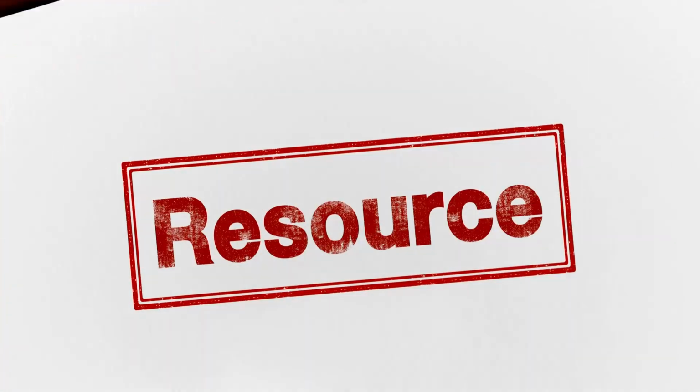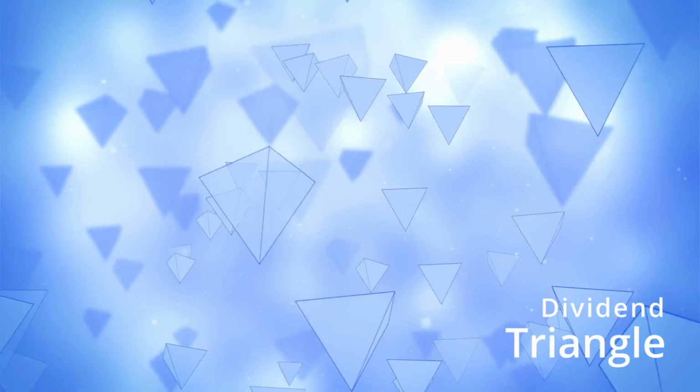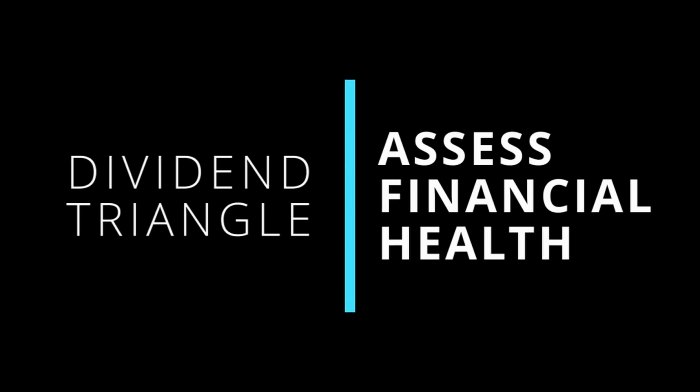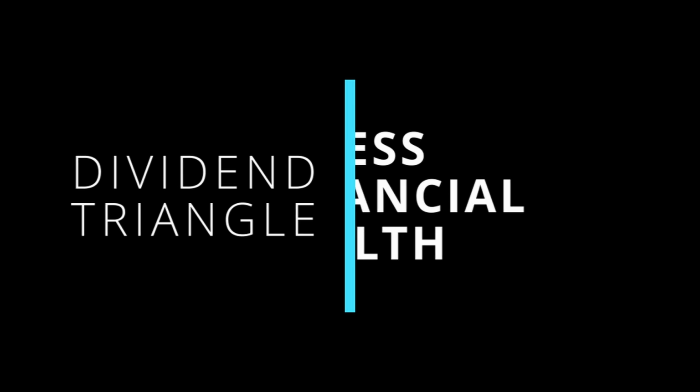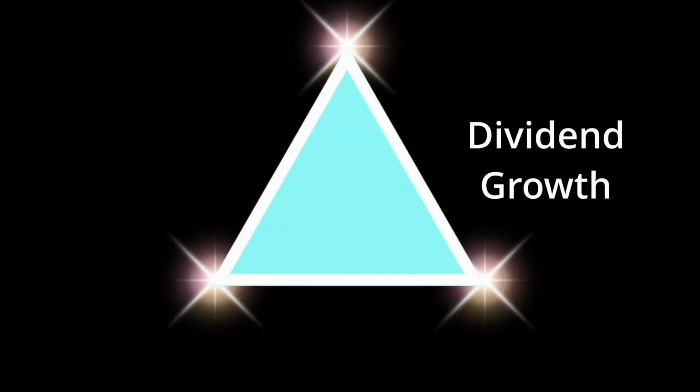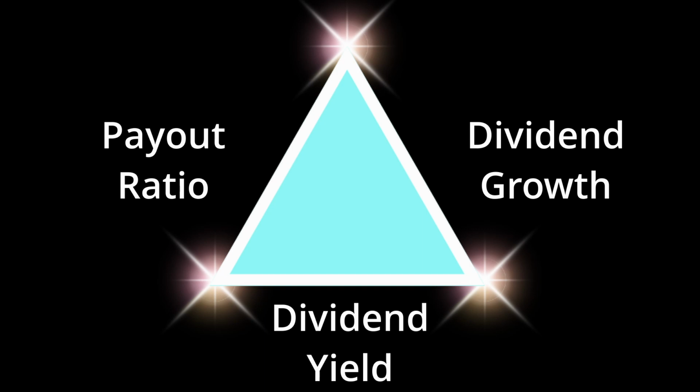I recently came across a few articles and resources that spoke of the dividend triangle, a concept new to me, so I thought I'd share. Basically, the dividend triangle is a simple means to assess a company's financial health using three metrics, each making up one side of a triangle that includes dividend growth rate, payout ratio, and dividend yield.